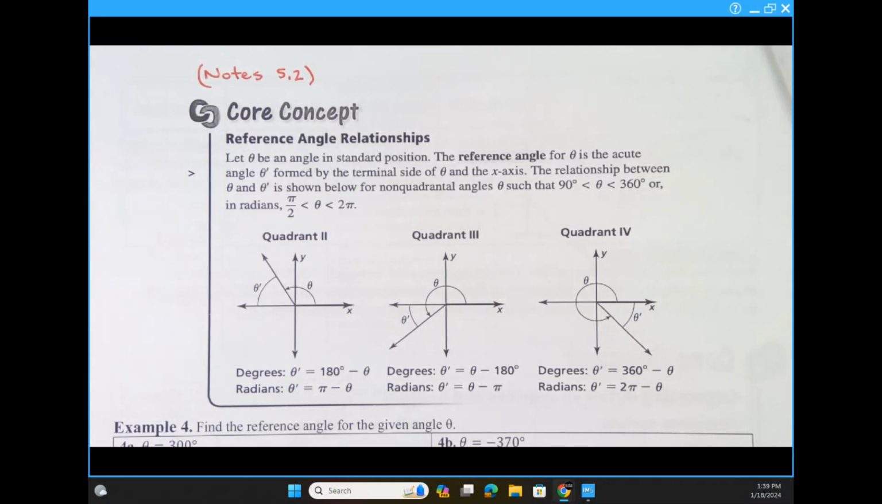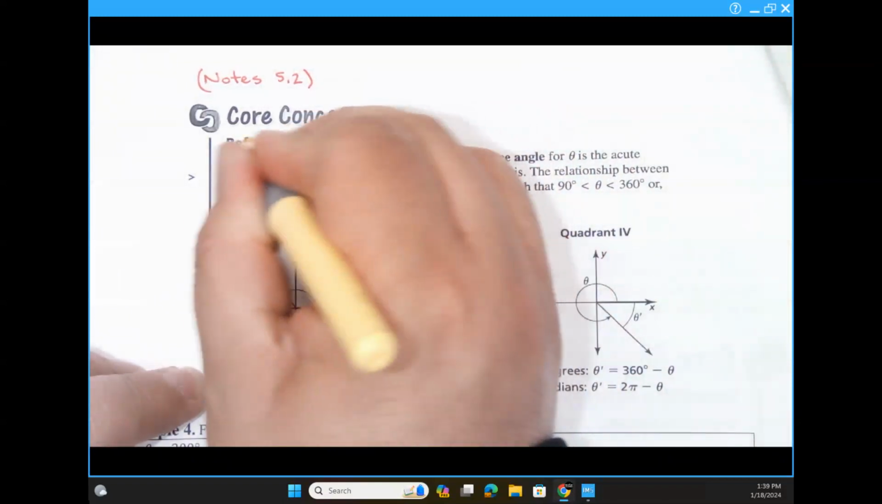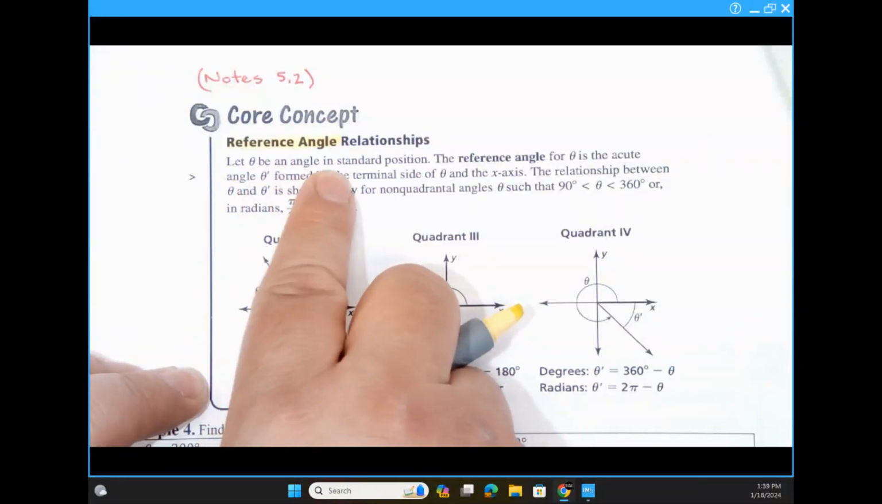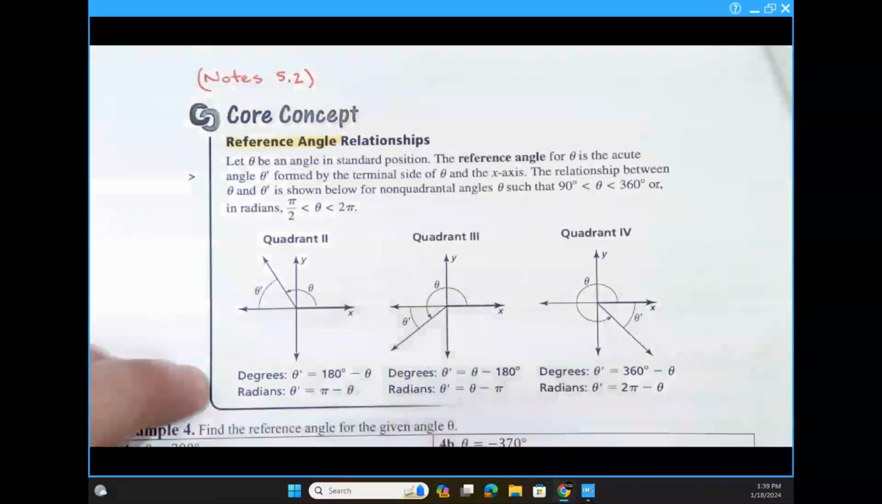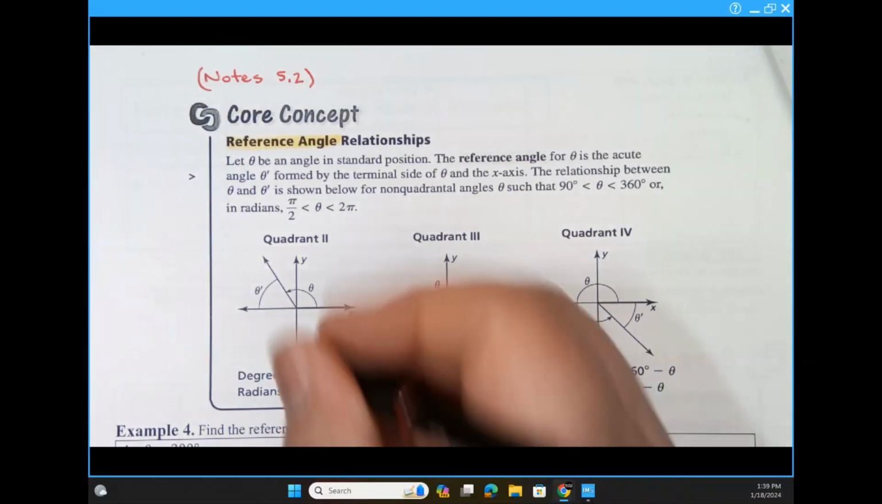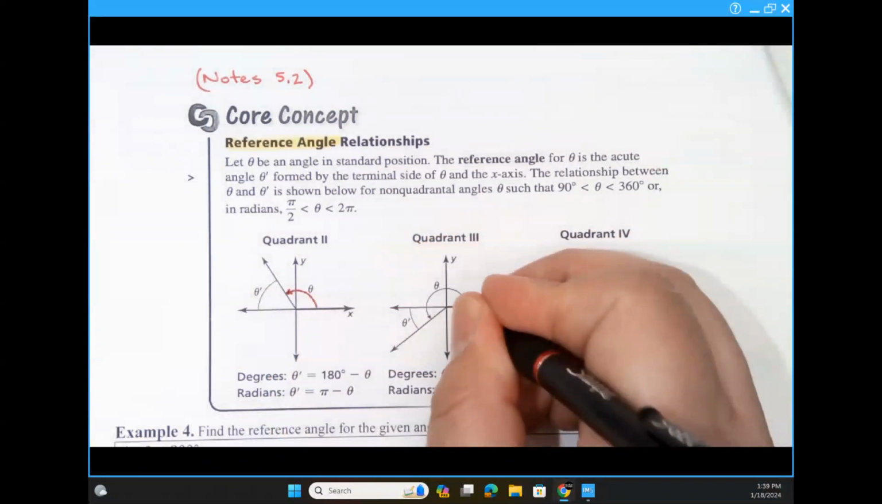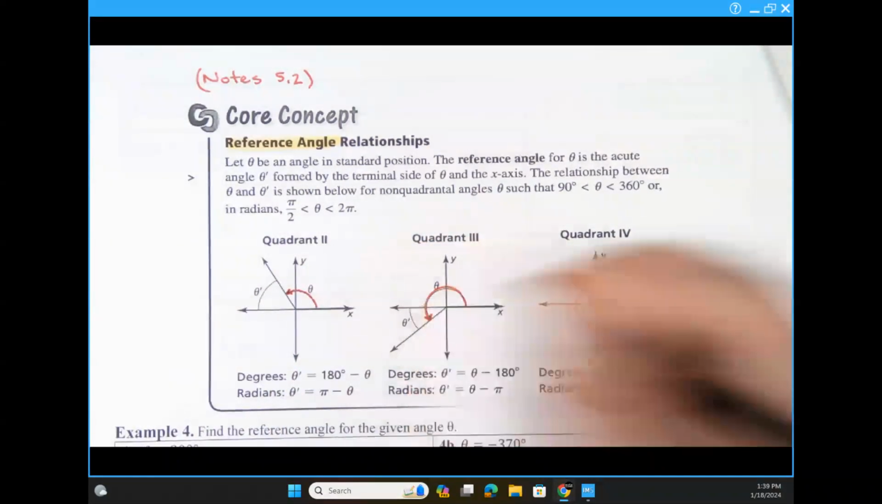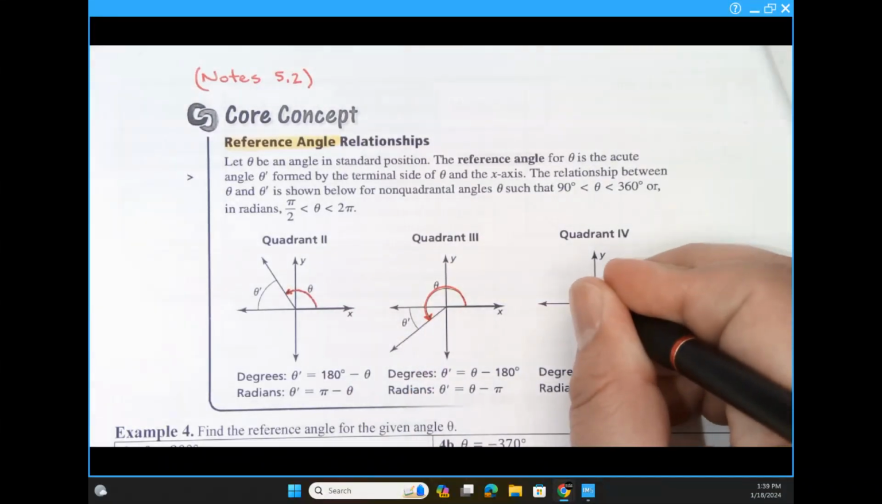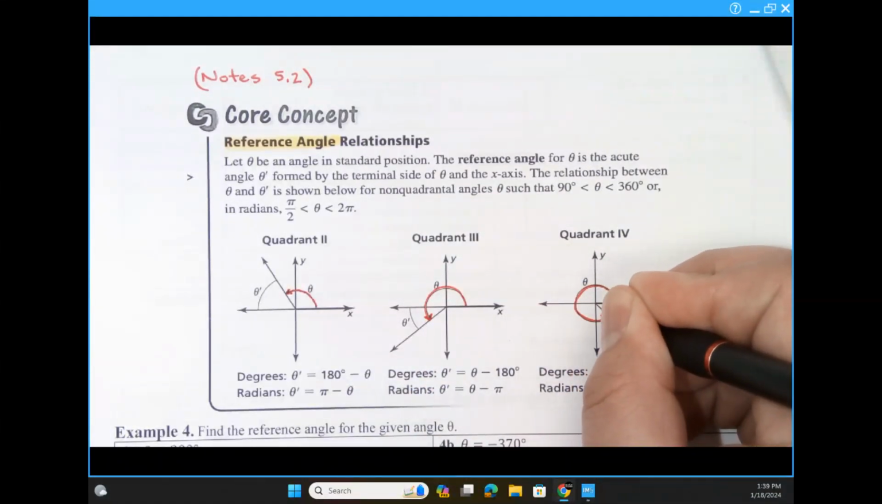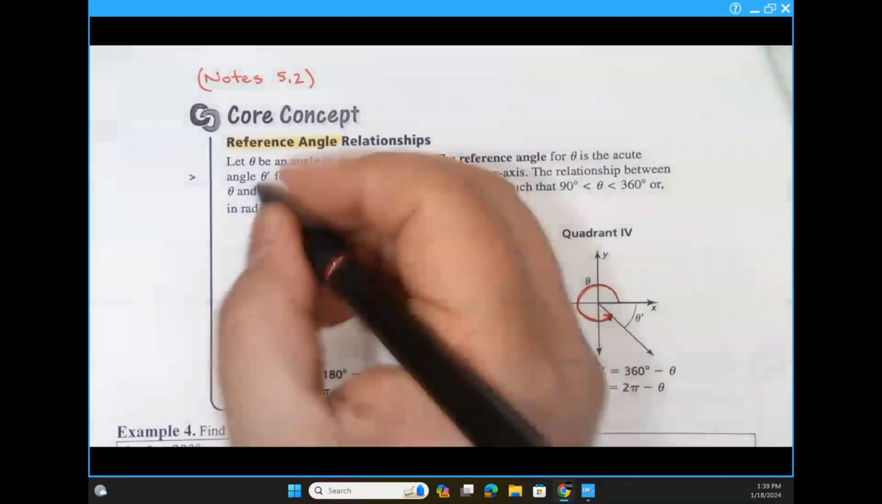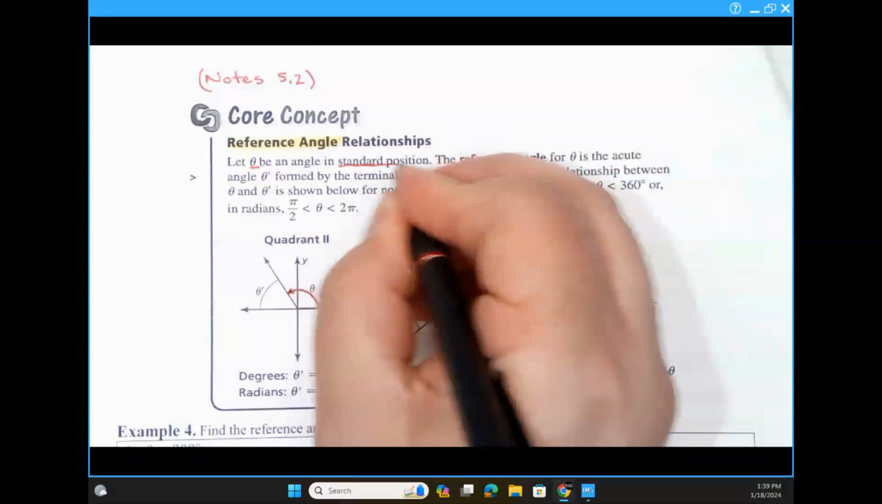When we're talking about a reference angle, and of course, always have your word wall handy in case you need to add a couple things to it. It says: let theta be an angle in standard position. So first of all, my regular angle, theta, so here it is, in quadrant number 2. There's my theta. Here's a theta in quadrant number 3. And then here's a theta in quadrant number 4. So we have theta, nice and in red. So theta is an angle in standard position.